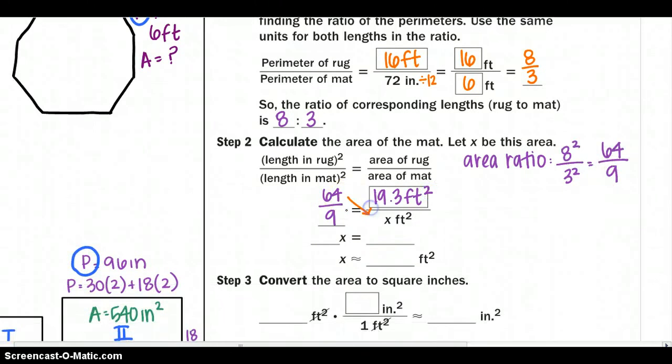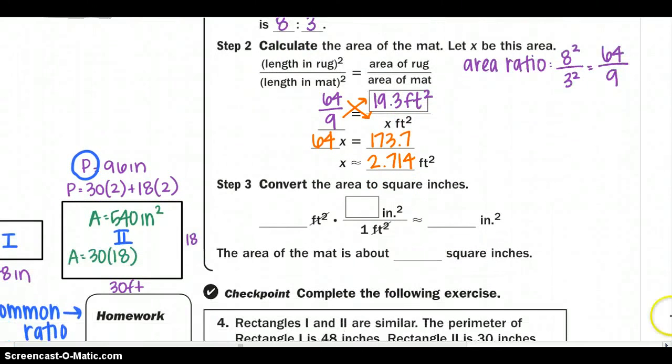So I'm going to cross multiply again, and I would get 64x equals 173.7. So my area will be approximately 2.714 feet squared, and I want to get it to inches. So let's do our conversion. 2.714 feet squared. And I know there's 144 inches squared in 1 foot squared, so I would get 390.8 inches squared. So my area of my mat would be 390.8 square inches.